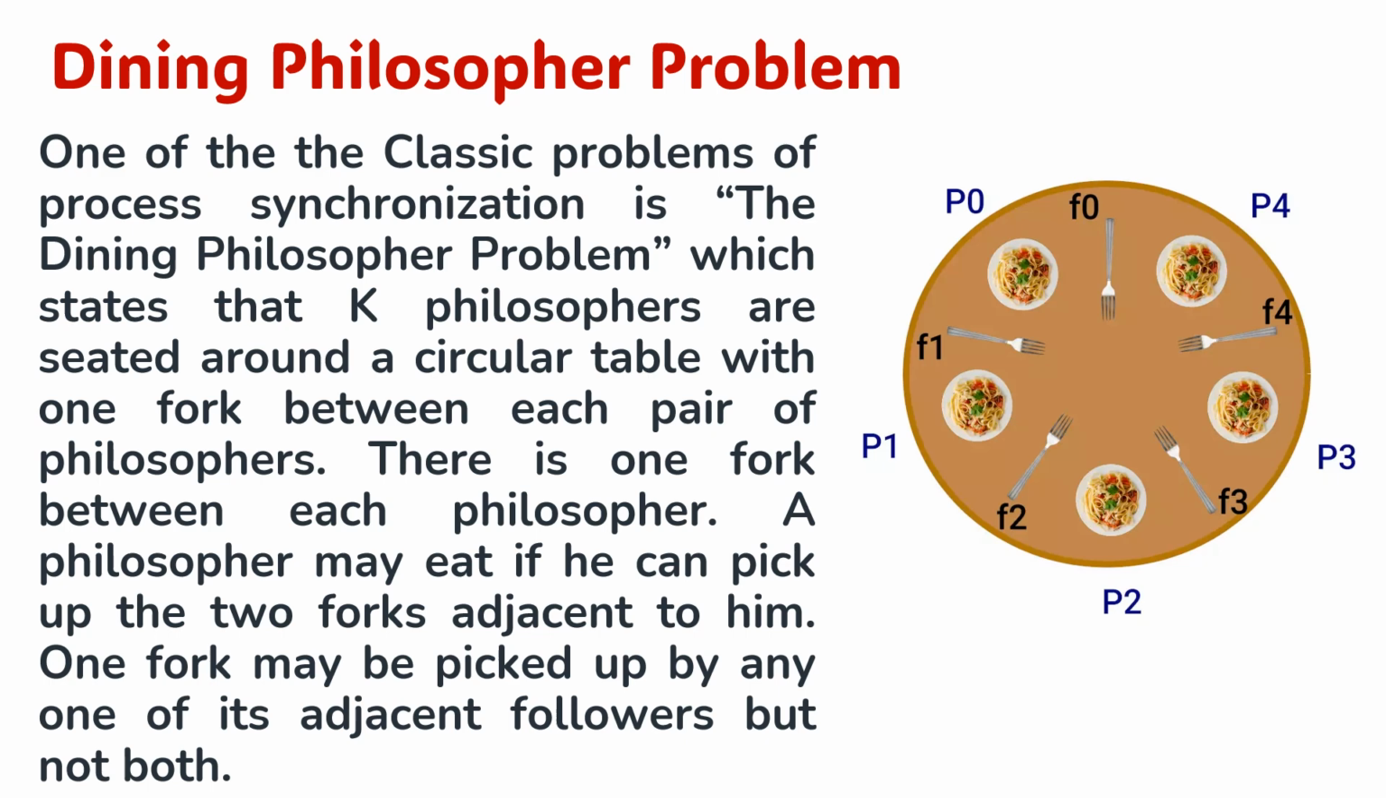So they are sitting around a circular table with one fork between each pair of philosophers. A philosopher may eat if he can pick up the two forks adjacent to him. One fork may be picked up by any one of its adjacent fellows, but not both. So suppose his adjacent philosopher has already taken two forks, then the neighboring philosopher has to wait till he finishes eating and keeping his fork back.